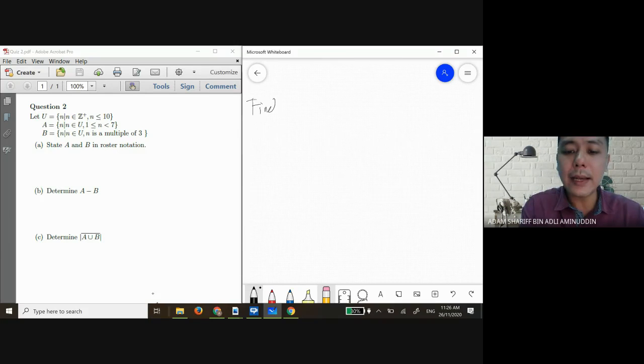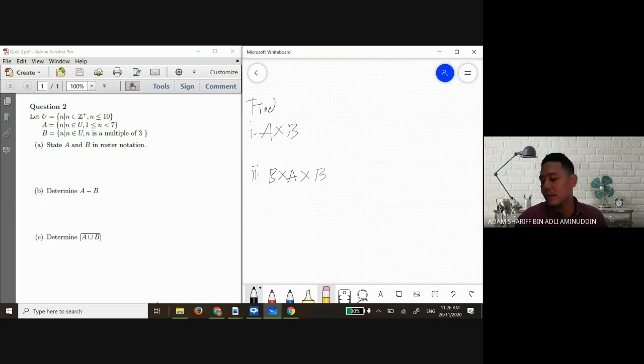Tapi saya tertarik, adakah kamu dapat menghasilkan A times B? Nombor 2 ialah B times A times B. Saya tahu jawapan dia panjang, tapi saya nak nampak gaya dia, kamu boleh dapat tak? Itu saja.